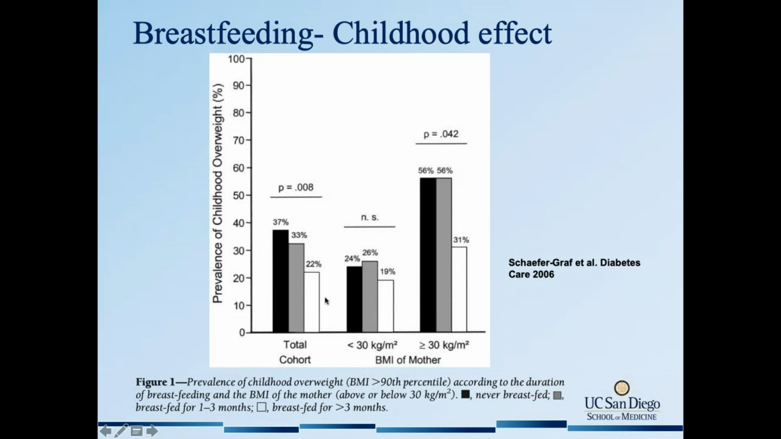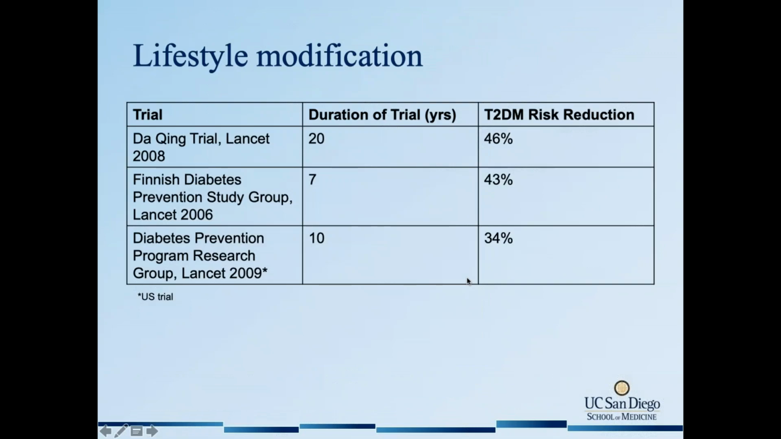And what they noticed was that there was a lower rate of childhood obesity among the moms who breastfed for more than 3 months. And this effect was even greater among those mothers who were obese. Again, remember, obesity is an independent risk factor for childhood obesity, and breastfeeding seems to modify that risk tremendously. So breastfeeding can help us modify the risk of development of type 2 diabetes, and also has long-term childhood benefits.